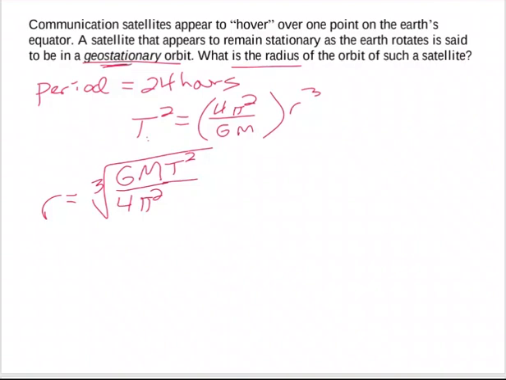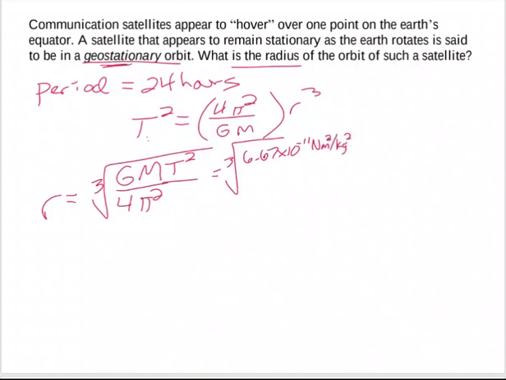Okay? All right, so now we can plug in all these numbers. So we have the cube root of G, which is what? 6.67 times 10 to the negative 11. Units are Newton meters squared per kilogram squared.